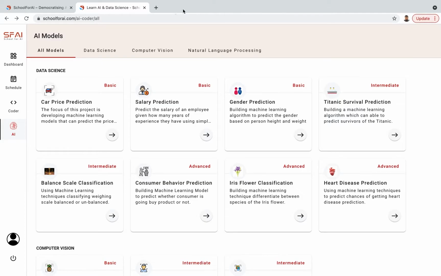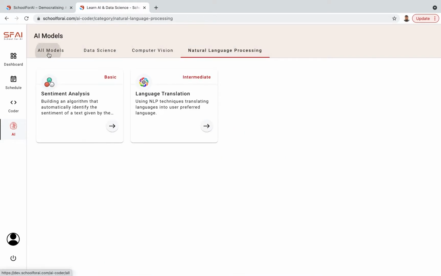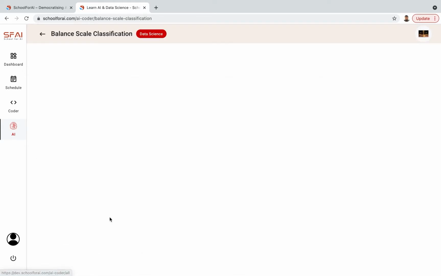Hi learners, welcome to balance scale classification. As you know, we have all the AI modules over here, starting from data science, computer vision, and natural language processing. And today we will be discussing balance scale classification, which is an intermediary data science algorithm.